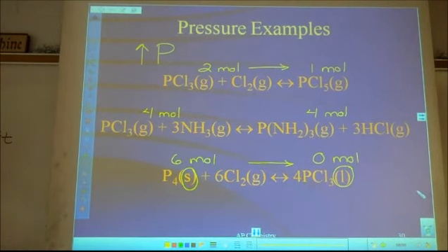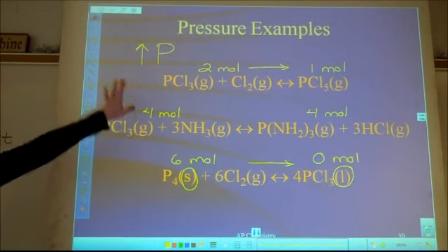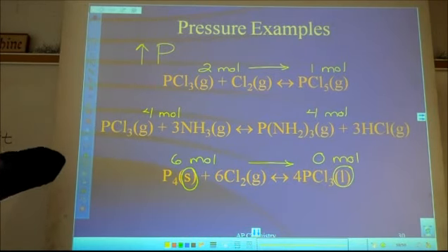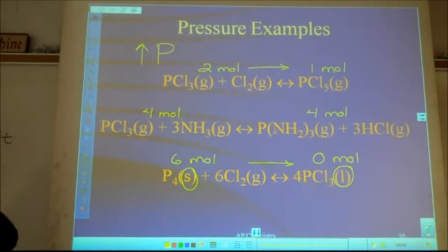Okay. So, if pressure goes up and you move to the side with fewer moles of gas, what happens when pressure goes down? Go to the side with more.